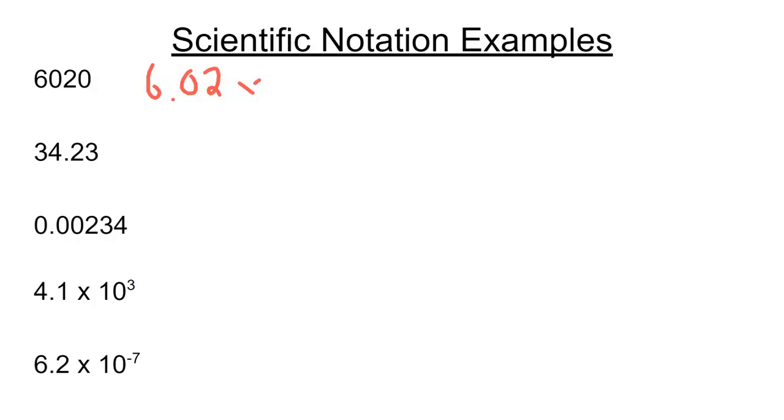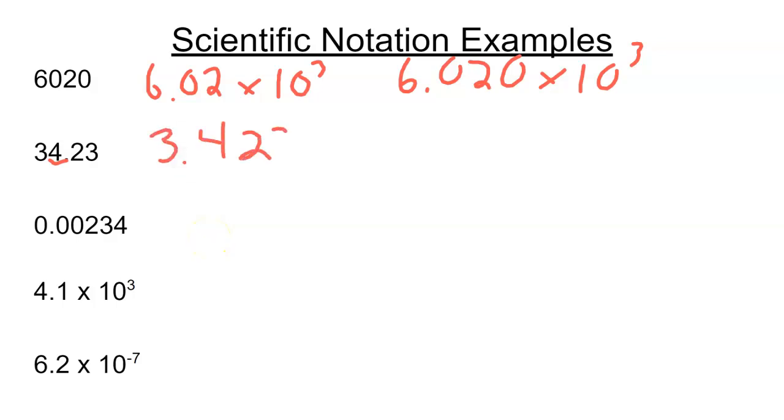This one's going to be 6.02 times 10 to the third. Okay. Now, if you're wondering why it's not 6.020 times 10 to the third, good. We're going to talk about that in a future video. For now, we would say 6.020 times 10 to the third would also be correct. Okay, here, number greater than 1, we're going to move the decimal point over to here to get 3.423 times 10 to the 1, or we could just say times 10.